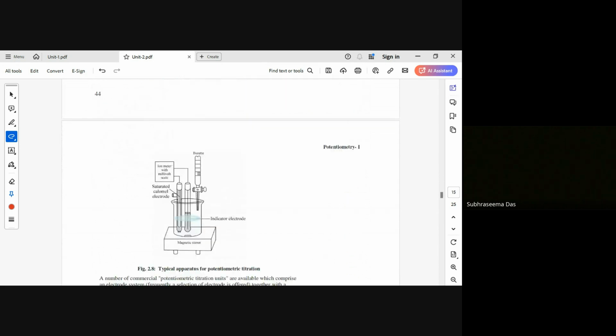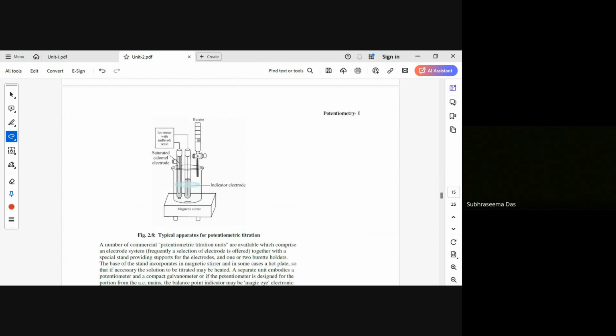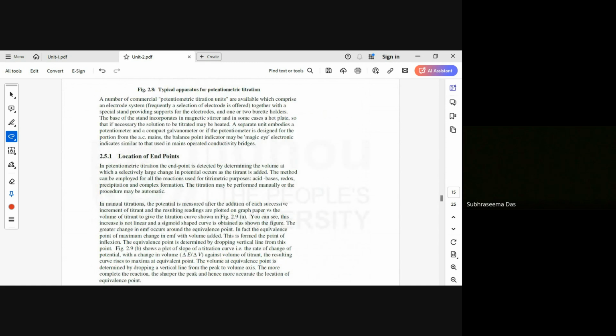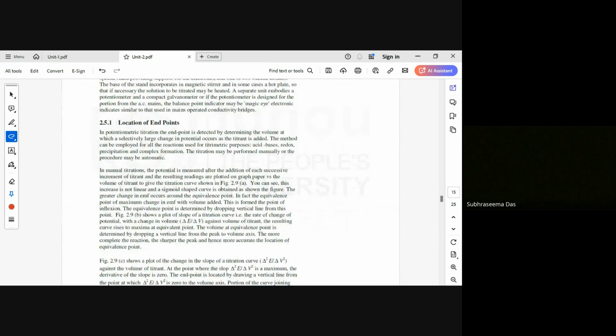Now, this figure 2.8 represents a typical potentiometric titration setup. So as you can see, the solution is stirred, and from the burette the titrant is added, and finally, from the potential value, we find out the equivalence point. Then the location of endpoints in potentiometric titration: the endpoint is detected by determining the volume at which a large change in potential occurs. The method can be employed for titrimetric purposes like acid-base titration, redox titration, complex formation, and precipitation, and the endpoint can be located.